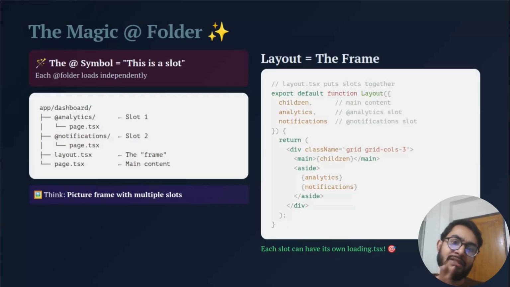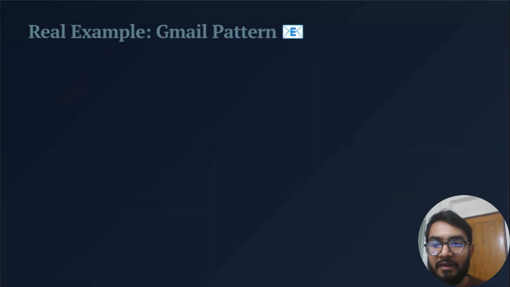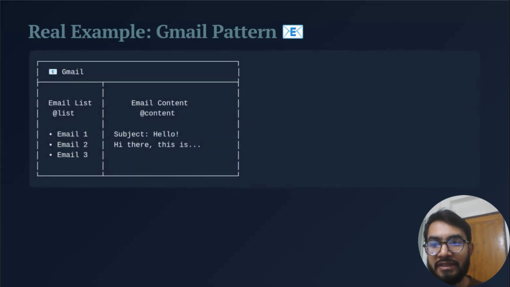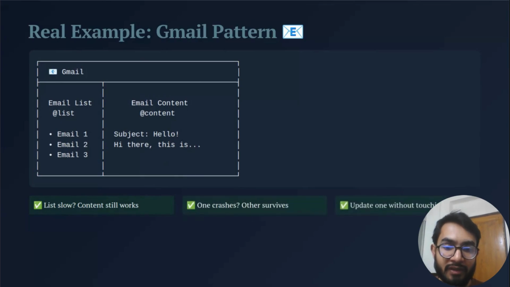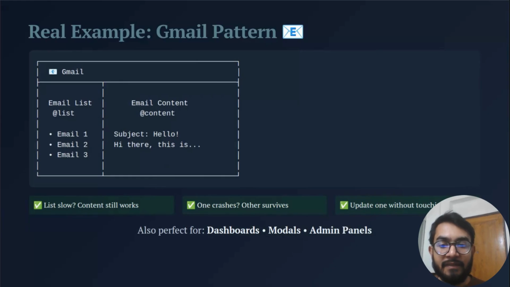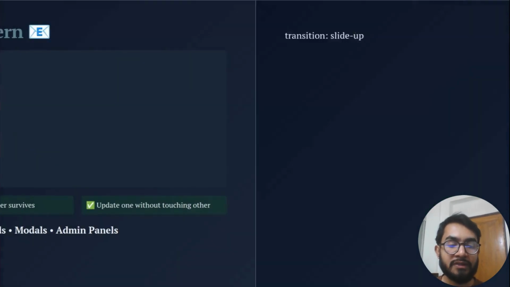You can consider it as Suspense. Suspense works on a particular block of a page, and it's a kind of similar thing. If we consider a real example, think of the Gmail pattern, where in the email list you see email one, email two, email three. If the list is slow, the other content still works, and if one crashes, the other survives, and you can update one without touching the other. It's pretty amazing, and it's also perfect for dashboards and admin panels.